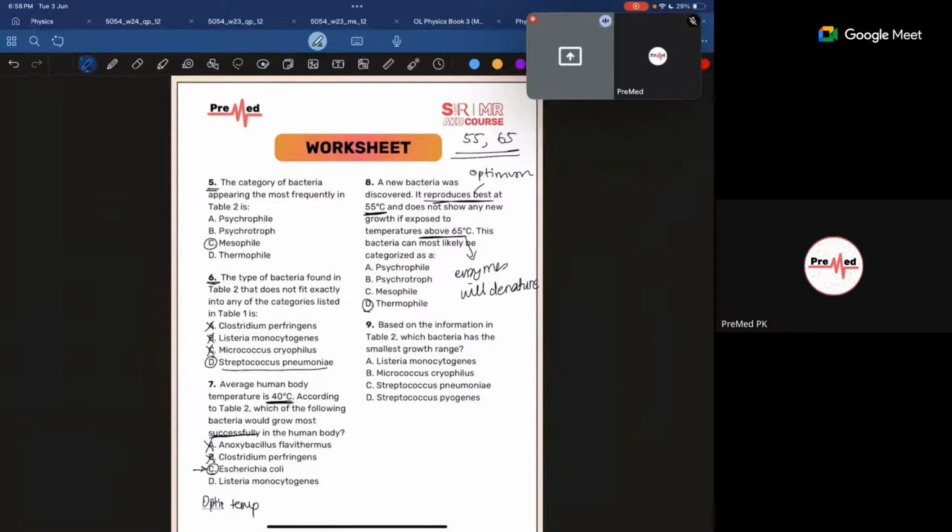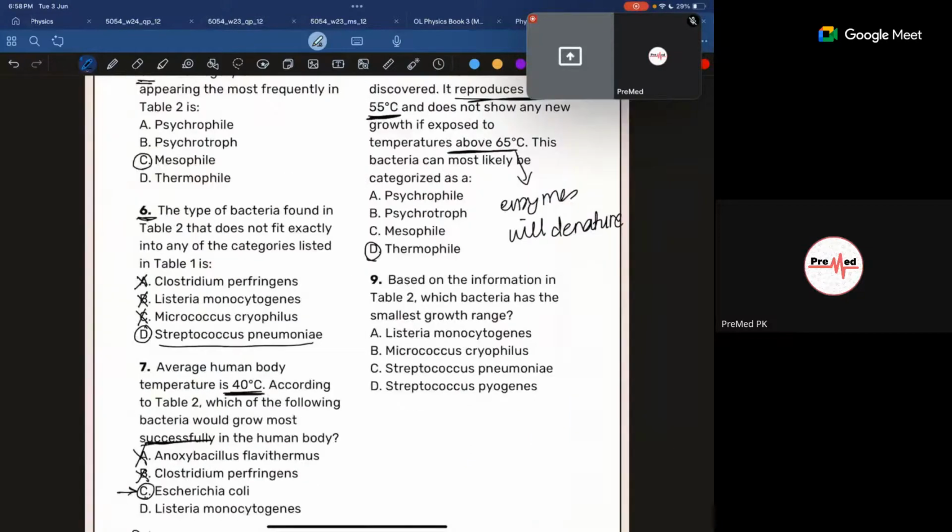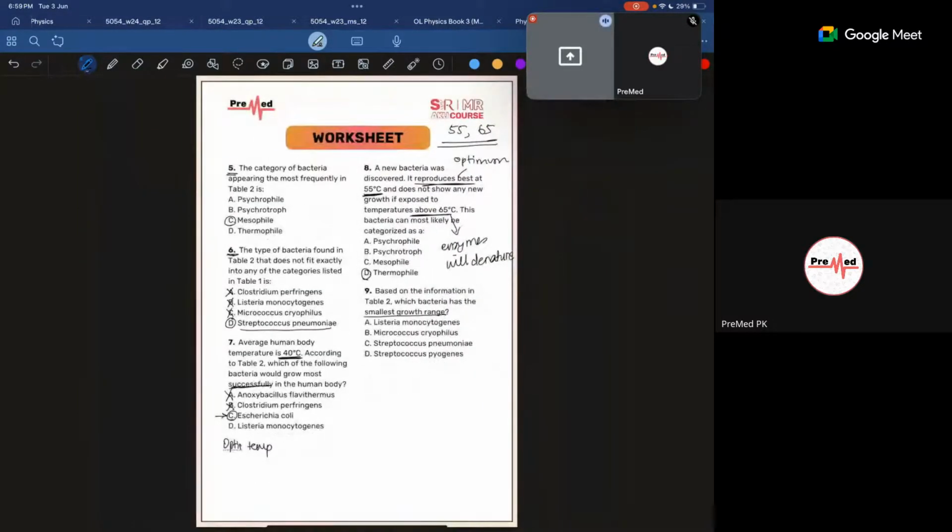Okay, so moving on to the last question. Question 9. Based on the information in table 2, which bacteria has the smallest growth range? We already calculated the growth ranges in the table previously. So we'll now just list the growth ranges of all the four bacteria that are present in these options and compare which one has the smallest. So first we'll start with Listeria and Micrococcus.